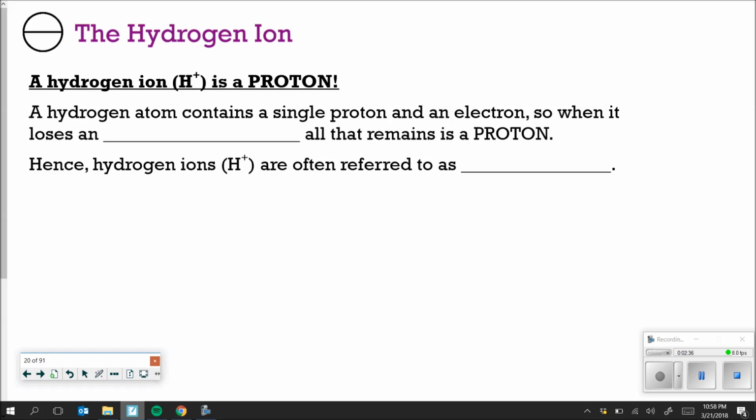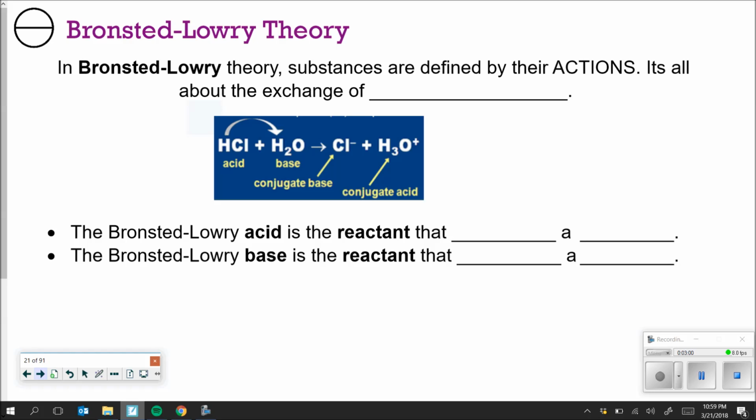the Bronsted-Lowry theory, which we're going to start by talking about the hydrogen ion. We talked about hydronium, we talked about hydrogen, but we can actually call it a proton. Hydrogen ion contains a single proton and an electron. So when it loses an electron, all that remains is that proton. Hence, hydrogen ions are often referred to as protons. And we're going to use that when we're talking about the Bronsted-Lowry theory. It's more or less the update on the Arrhenius theory.